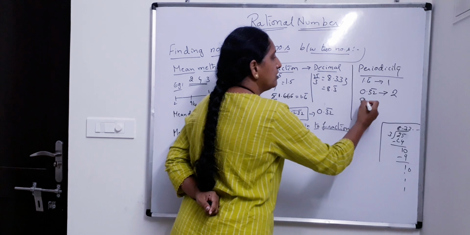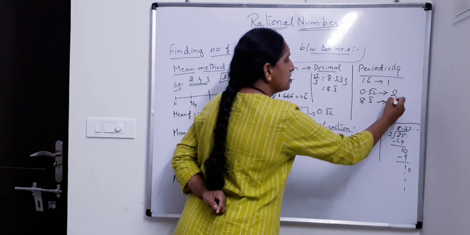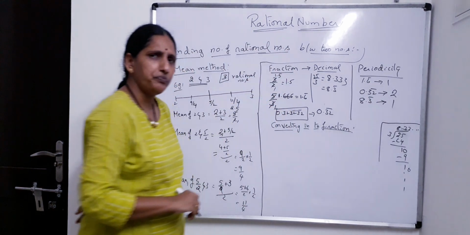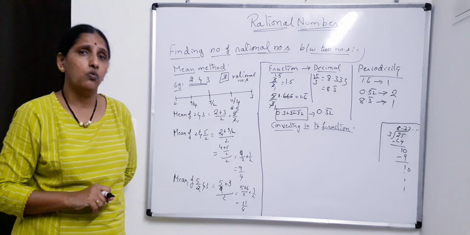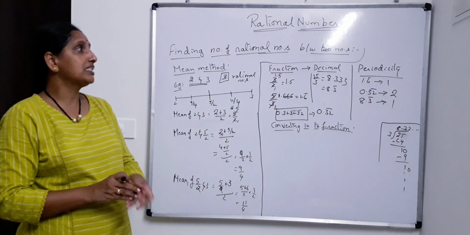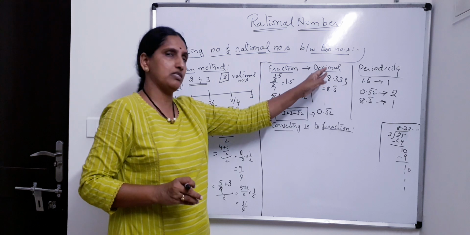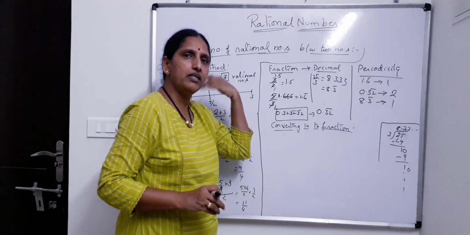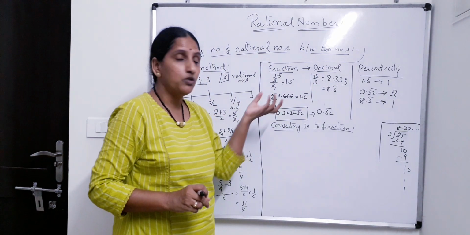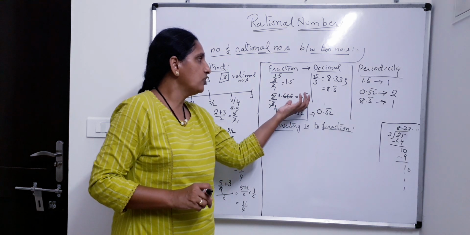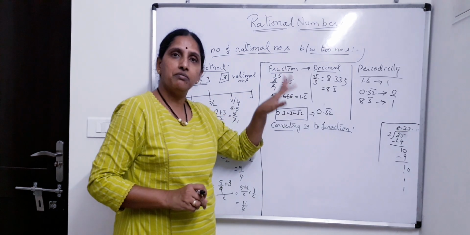So in 8.3 bar, what do you have the periodicity to be? 1. You have the periodicity to be 1. Right. So this is like from fraction to the decimal. This part you have done in your previous classes. But the only thing here is that now we are going to check whether they are rational numbers or not.